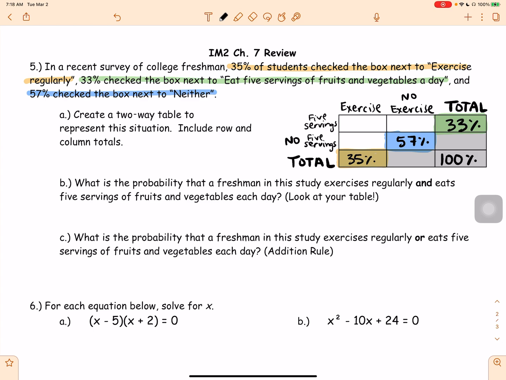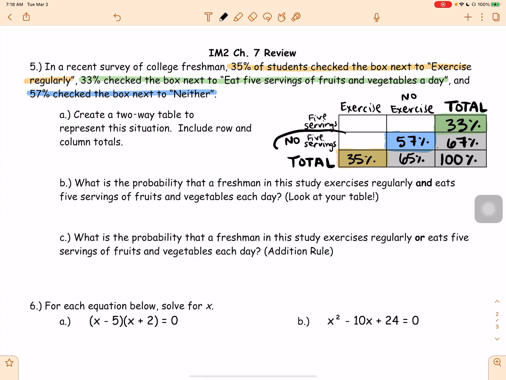So this one is how many total students do not exercise regularly? That would be 100 minus 35. So 100 minus 35 is going to be 65%. Okay, and then over here for the students who do not eat their 5 servings, it's going to be in this box, the total number of students who do not eat their 5 servings a day. 100% minus 33% is going to be 67%. Okay? And now you can start to find the other missing pieces.